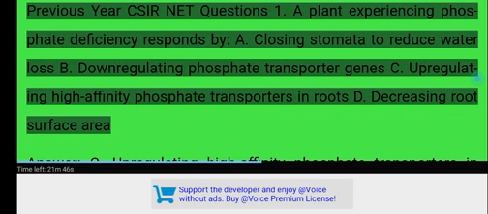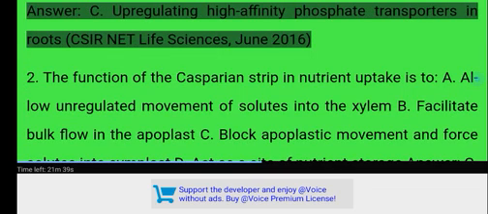Previous year CSIR NET questions. 1. A plant experiencing phosphate deficiency responds by: A, closing stomata to reduce water loss; B, downregulating phosphate transporter gene; C, upregulating high-affinity phosphate transporters in roots; D, decreasing root surface area. Answer: C, upregulating high-affinity phosphate transporters in roots. CSIR NET Life Sciences, June 2016.